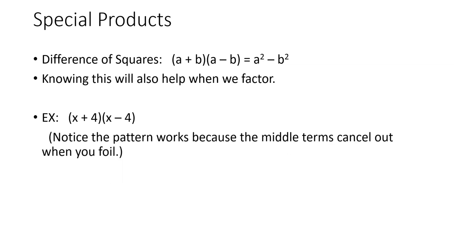X plus 4 times x minus 4. When you FOIL, x times x is x squared, but then when you do the outside and inside, they cancel out. Right? X times negative 4 is negative 4x, but then x times positive 4 is positive 4x, and they go away. So when you get an answer to one of these difference of squares patterns, it's not going to have a middle term. It's only going to have two terms. This one is x squared minus 16.